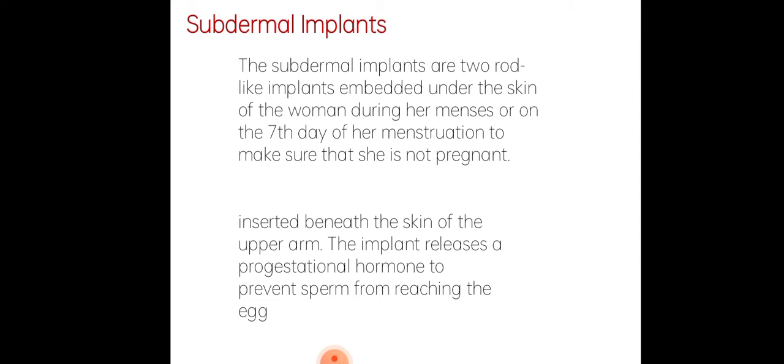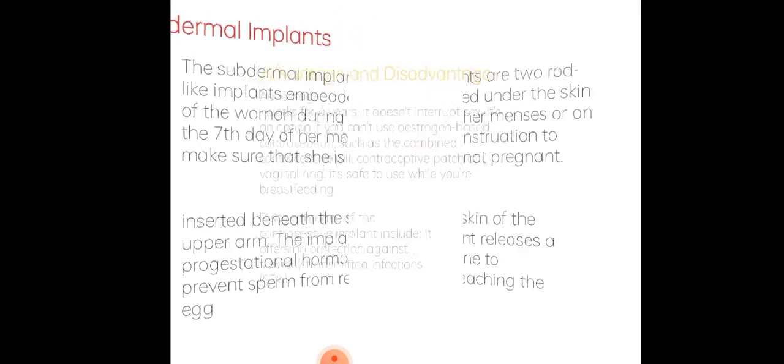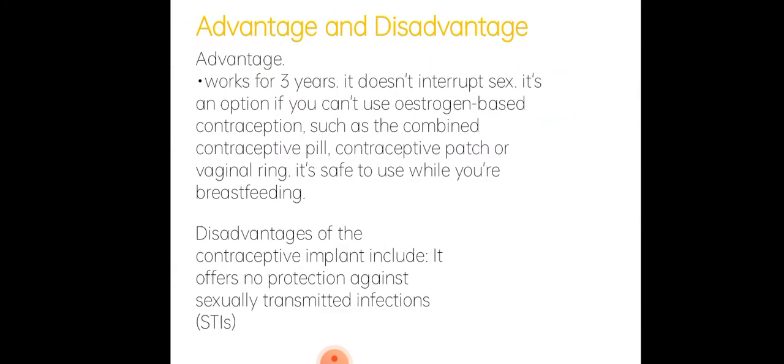Subdermal implants. The subdermal implants are two rod-like implants embedded under the skin of the woman during her menses or on the seventh day of her menstruation to make sure that she is not pregnant. Inserted beneath the skin of the upper arm, the implant releases a progestogen hormone to prevent sperm from reaching the egg.